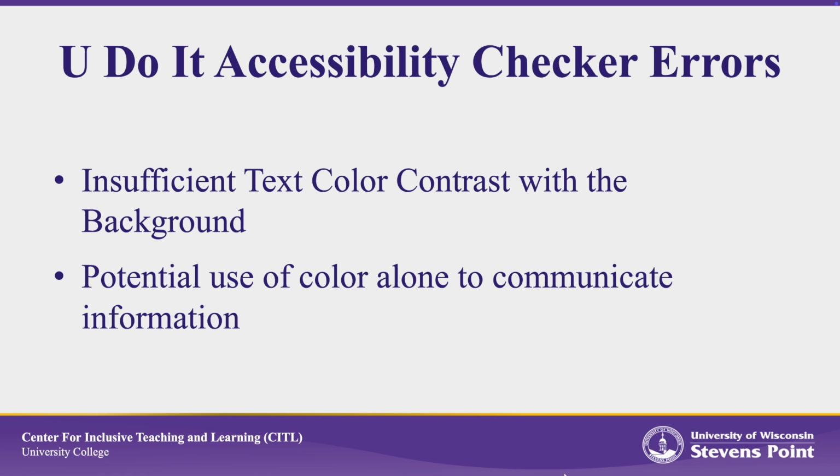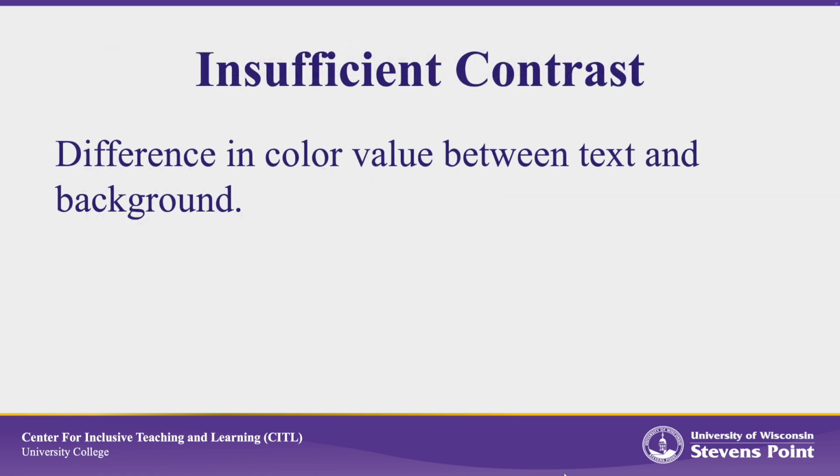The UDOIT Advantage accessibility checker flags 2 errors associated with the use of color in Canvas: insufficient text color contrast with the background and potential use of color alone to communicate information. Note that it only flags these errors in Canvas, not in your uploaded documents. Let's begin with insufficient text color contrast with the background.